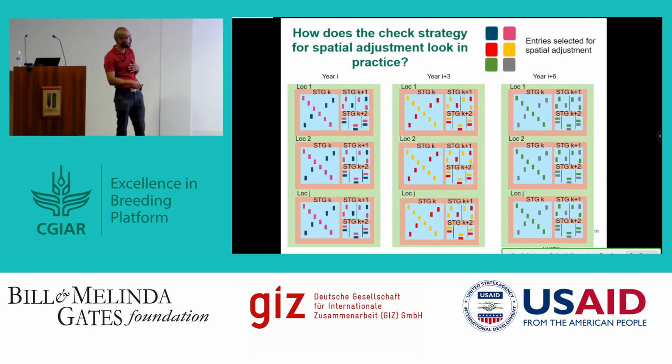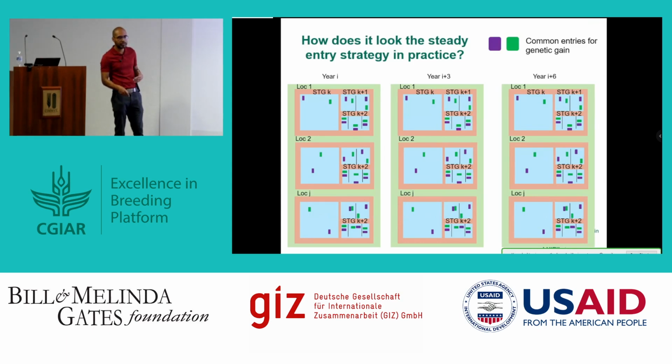Notice that in the previous picture, the checks are different. I'm putting them by colors. Depending on the year, they might be different. Maybe some might be similar, some might not, and they are trying to cover the field. When we're talking about connectivity, we're just talking about keeping the same entries across years, not with a particular arrangement in the field, but just to be present.